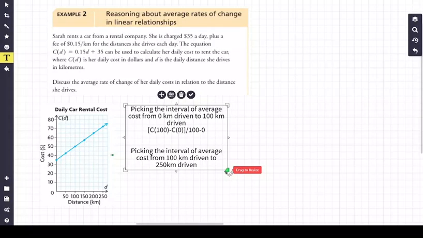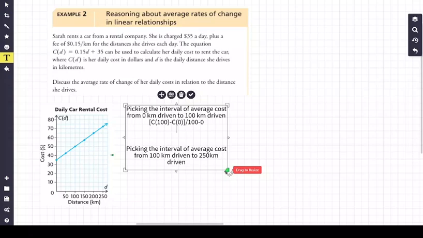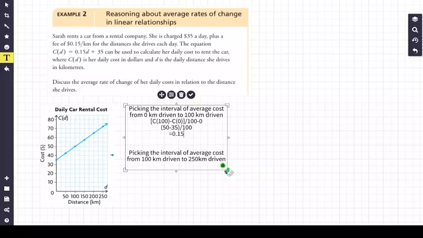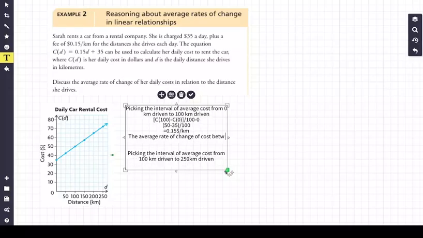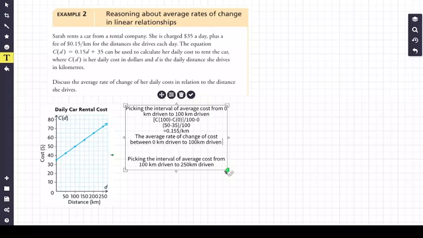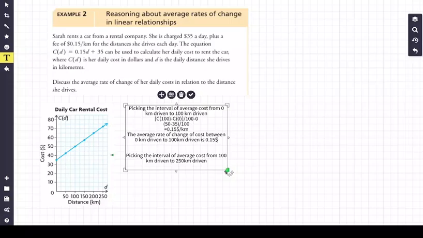Perfect. Let's plug C(100) in. C(100) is 100 times 0.15, which is 15, plus 35. That gets us 50. So 50 minus 35 over 100 minus 0, which is 100. Now 50 minus 35 is 15, and 15 divided by 100 is just 0.15 dollars per kilometer. Never forget your units, guys. So the average rate of change of cost from 0 kilometers driven to 100 kilometers driven is 0.15, 15 cents per kilometer.